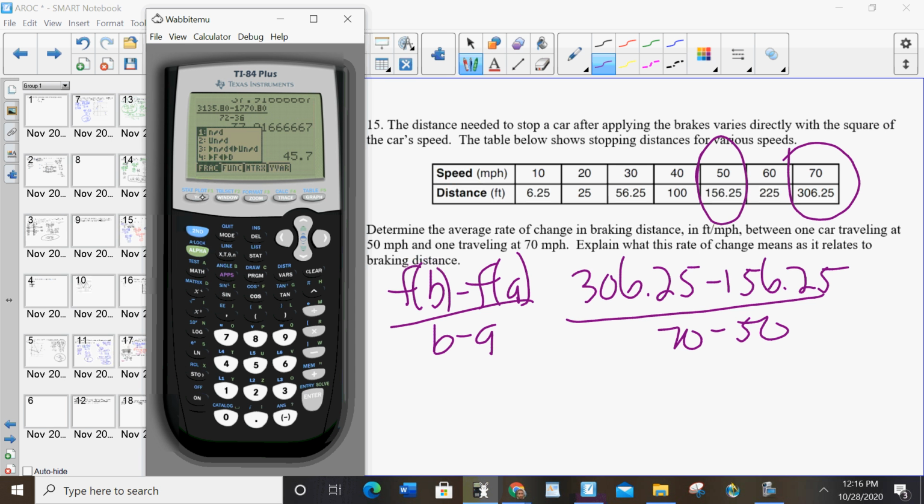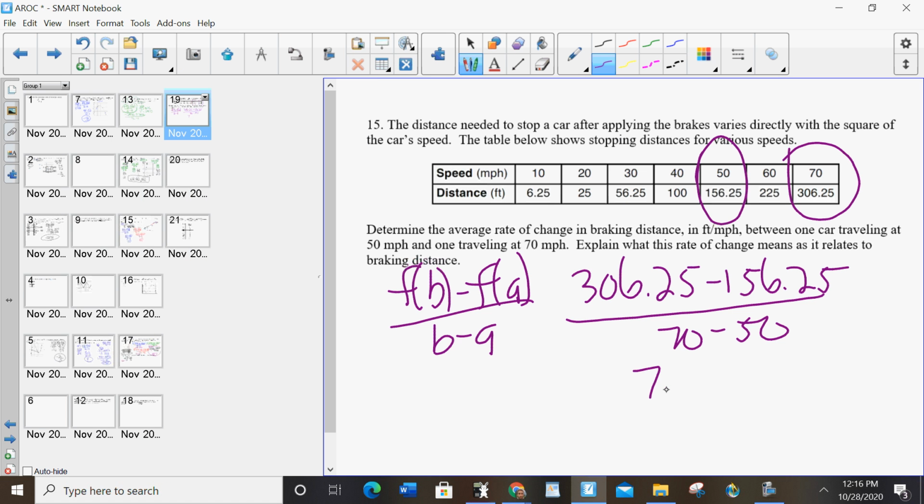Alpha y equals enter, 306.25 minus 156.25 over 70 minus 50 is 7.5. Now 7.5 what? The y values were feet, and the x values were miles per hour. So it's feet per miles per hour.